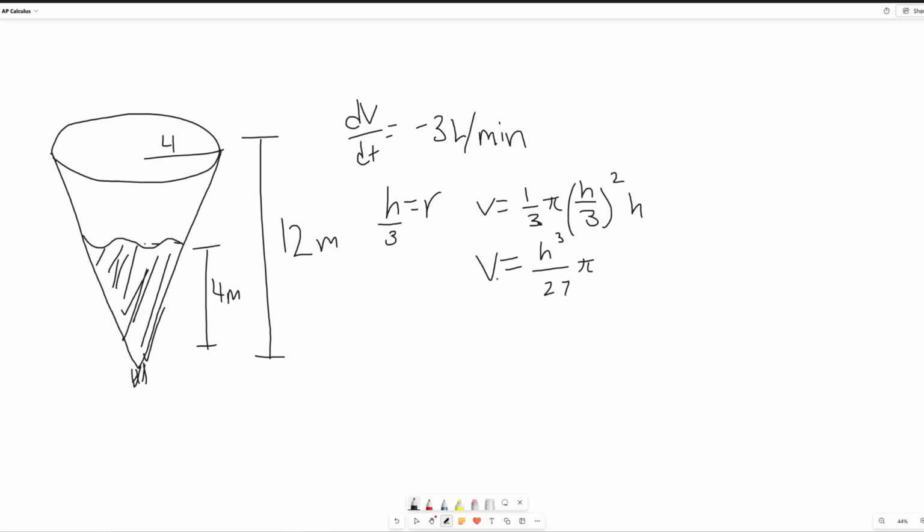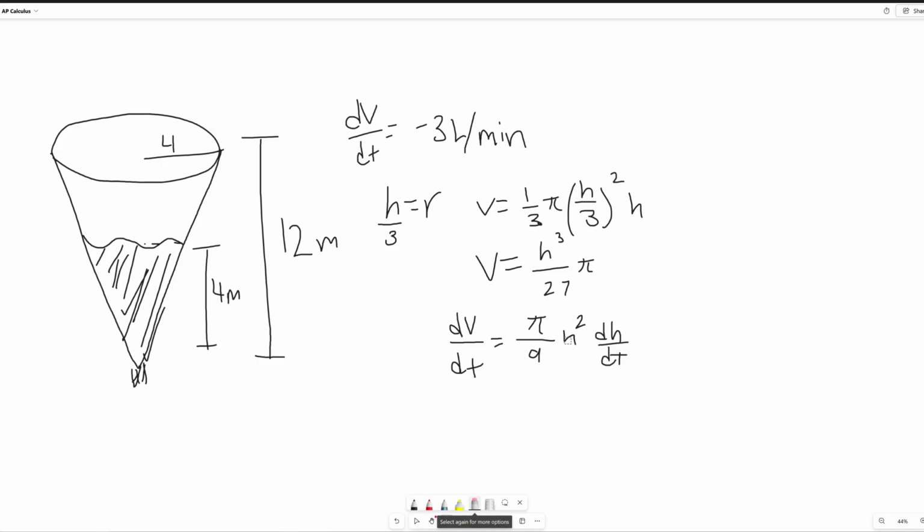So now, if we take the derivative of this, dV over dt equals, okay, derivative of h cubed is going to be 3h squared, so 3 over 27, I'm going to add the pi over here, h squared times your dh over dt. Now we're going to cross some things out. 3 over 27 is 1 over 9.